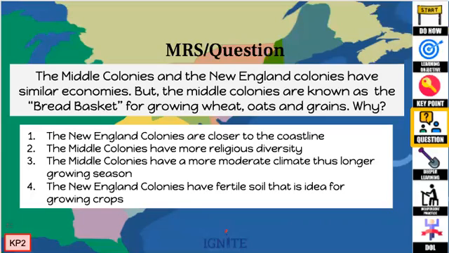Why? Number 1, the New England colonies are closer to the coastline. 2, the middle colonies have more religious diversity. 3, the middle colonies have a more moderate climate, thus a longer growing season. 4, the New England colonies have fertile soil that is ideal for growing crops. At this point, please pause the video and select your response.